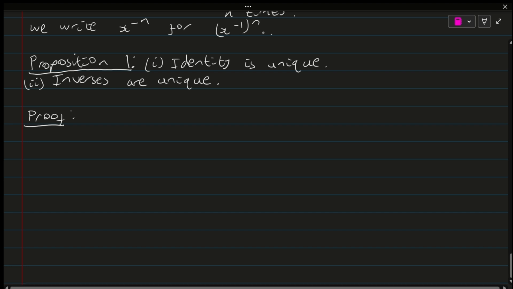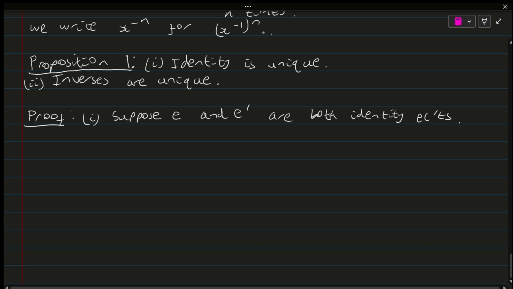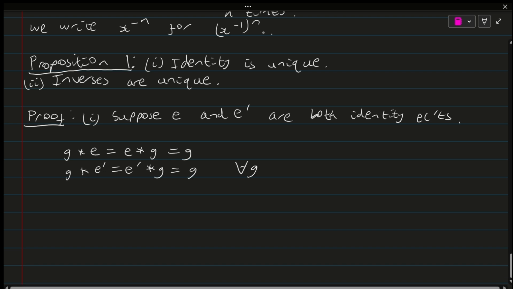So to prove the first statement, we first suppose that we have more than one identity element, e and e prime. Now we have from our group axioms that g star e equals e star g equals g, and g star e prime equals e prime star g equals g. And this is for all g in G.